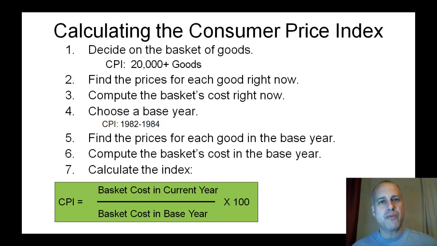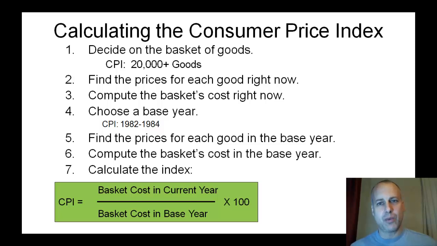So what we do is we figure out the prices of all of these goods in our basket in the current year. Then we figure out the prices of each good in the base year, and then we compute the basket's cost in the base year, and then we calculate the index. And the index is a simple ratio of the cost of the basket in the current year divided by the cost of the basket in the base year times 100. So in the base year, the cost of this bundle will be exactly 100. If in some subsequent year the index works out to be 110, what that means is that prices are 10% higher than they were in the base year, which is the period of 1982 to 1984.